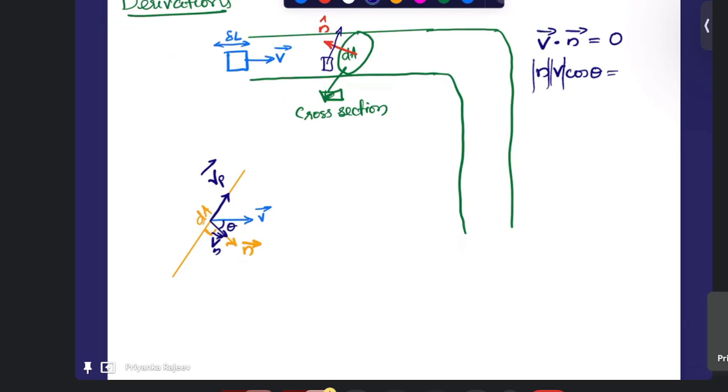So that is how we will be measuring the flow. So n v cos theta is the v dot n component. This v cos theta is what we are describing as the vn component.